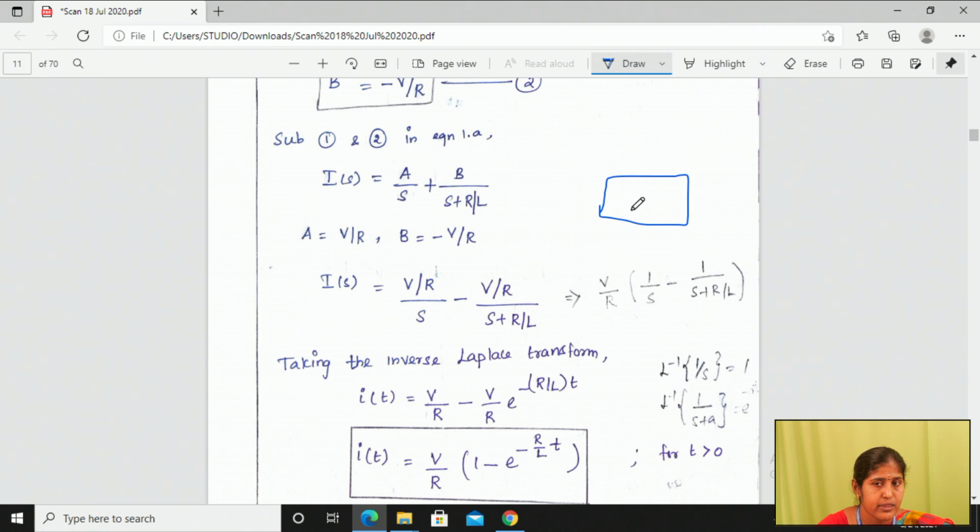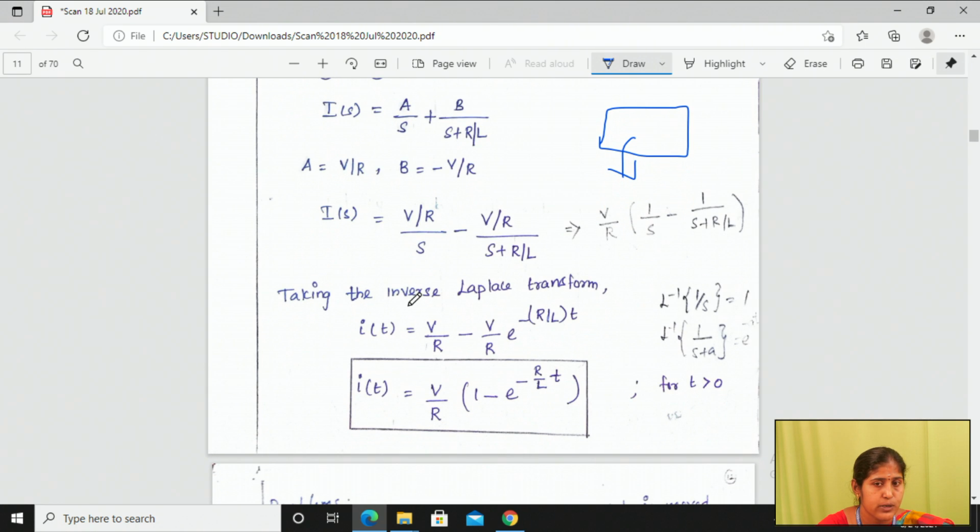So we have to get the original signals. So when we have to get the original signals, you have to apply inverse Laplace transform to I of s. Through this we can get the I of t. Right? So now you have to apply inverse Laplace transform of I of s. You can get, that is V by R into 1 by s. What is inverse Laplace transform of 1 by s value? That is equal to 1.